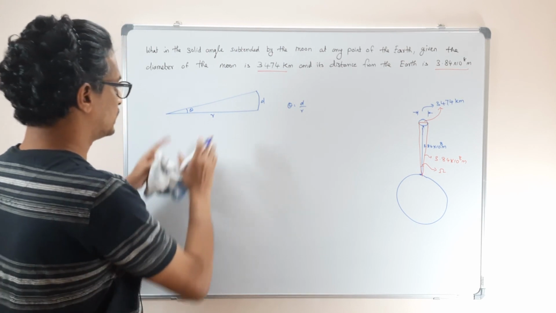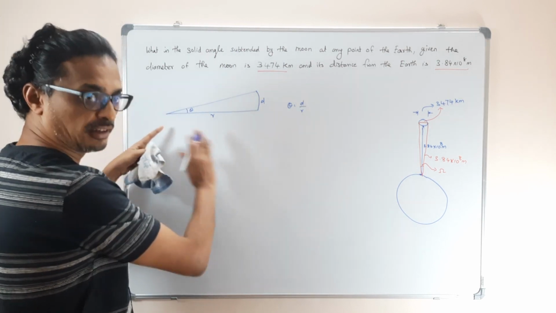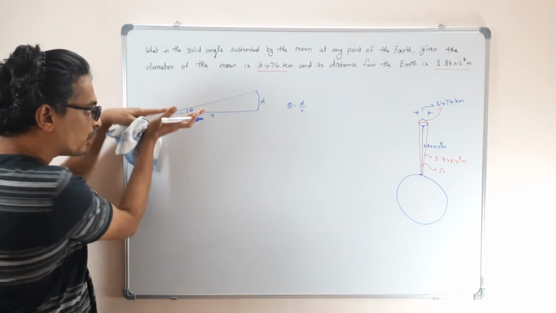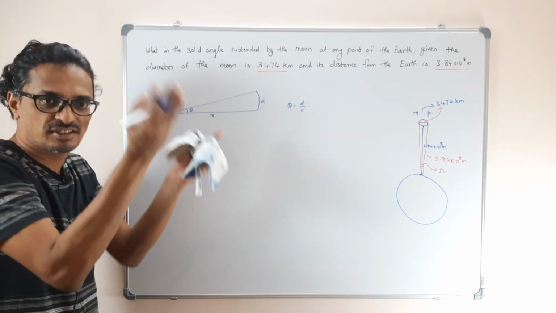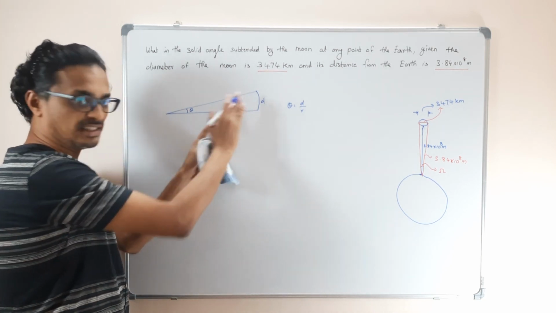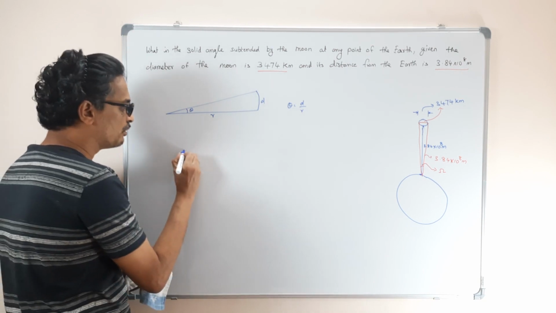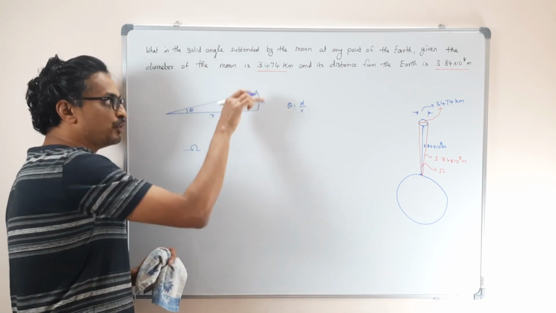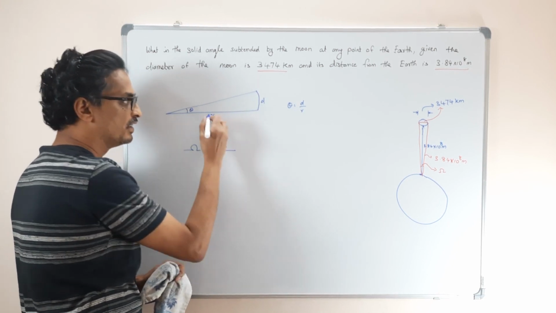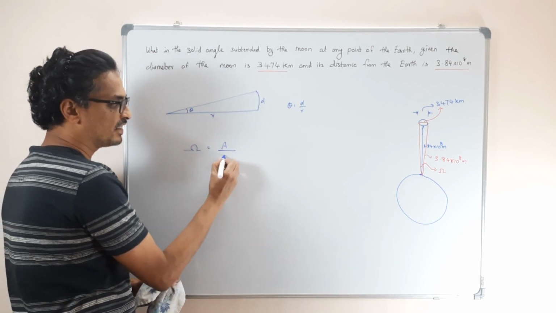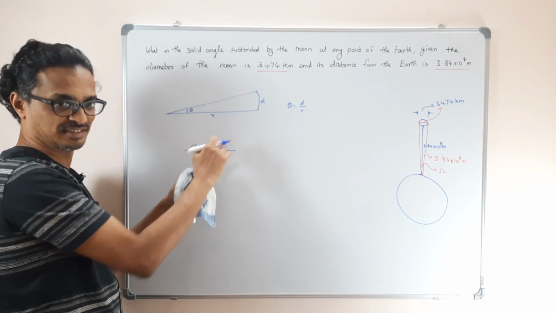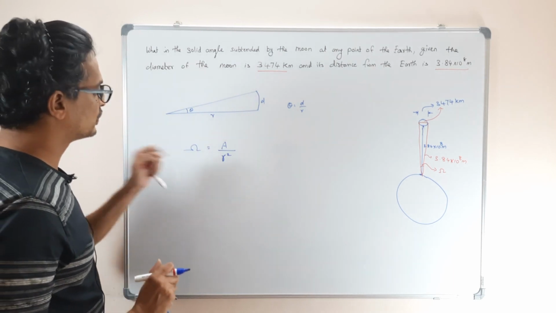This is for 2D, on a paper I draw. In 3 dimensions, this angle is going to be a solid angle, a 3-dimensional angle. So you have to take the 3-dimensional analogy of this definition. In the place of d, it is going to be area, divided by r square, because only then it becomes dimensionless. So this is a solid angle.